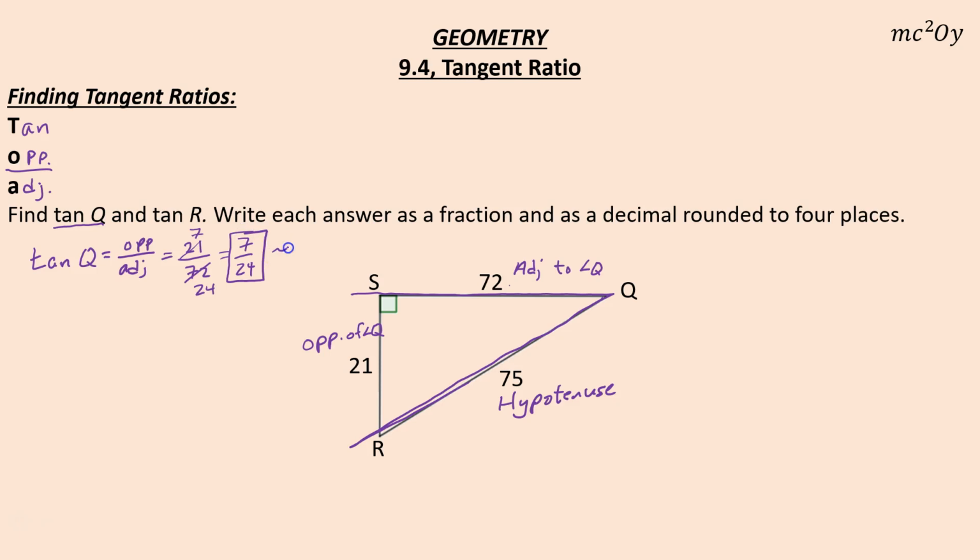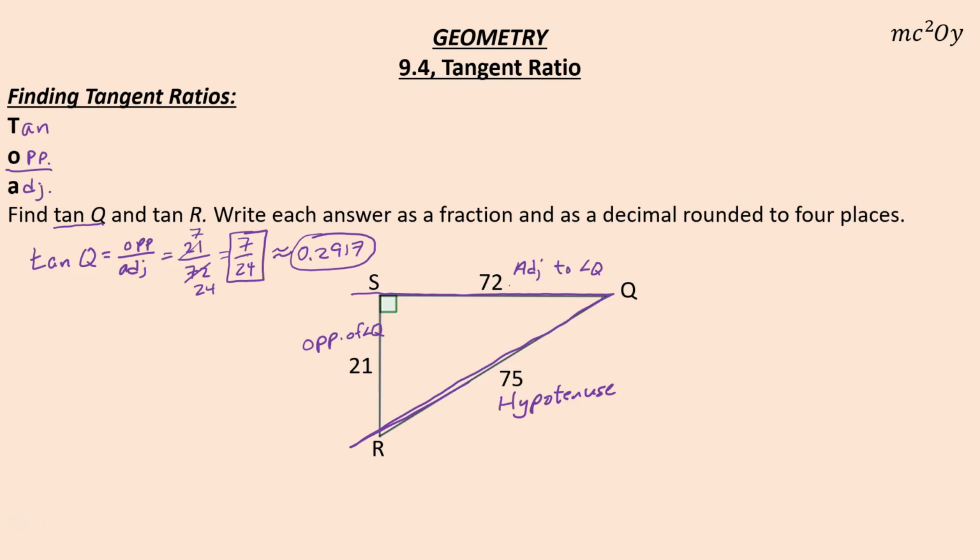Now in decimal form, to 4 decimal places, 7 divided by 24, that's 0.2917. Now, if you have a graphing calculator or scientific calculator, you would type in, excuse me, not tangent, you type in 7 divided by 24 and just get a decimal. You don't have to use the word tangent in there at all.